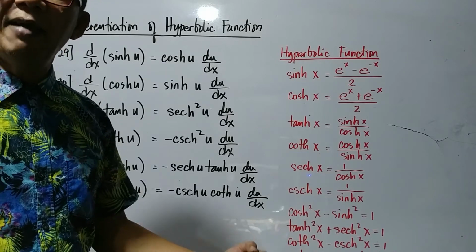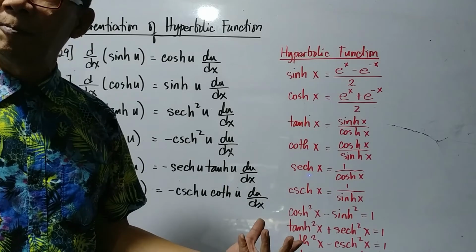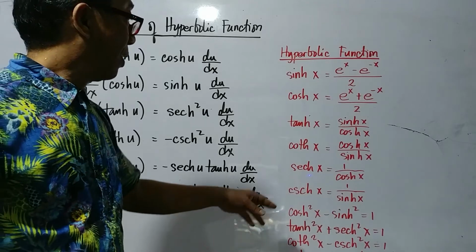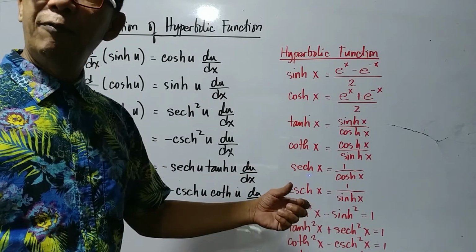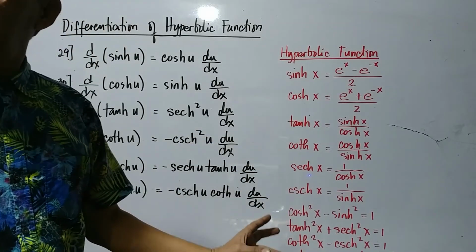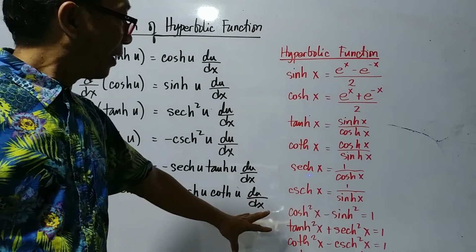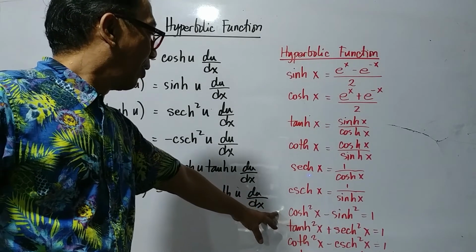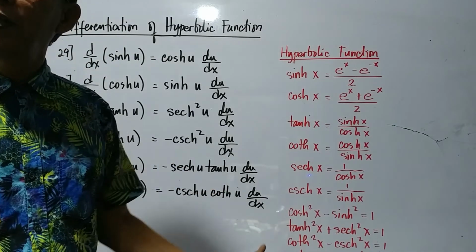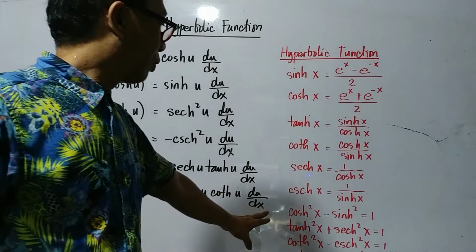where tangent theta is equal to sine over cosine. For the cotangent, it is cosine over sine. For the secant, it is 1 over cosine. And for the cosecant, it is 1 over sine. Just add the adjective hyperbolic. Now, with that, as you notice, the square of the hyperbolic cosine minus the square of the hyperbolic sine is equal to 1.